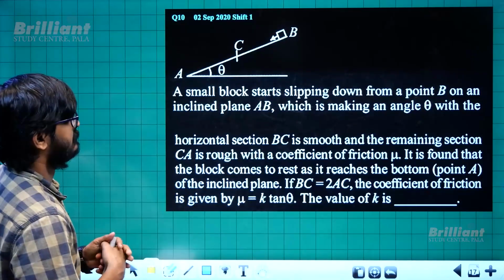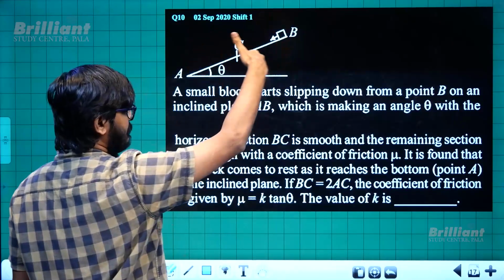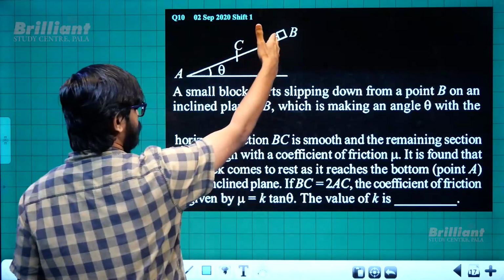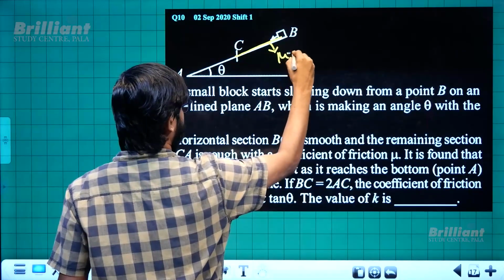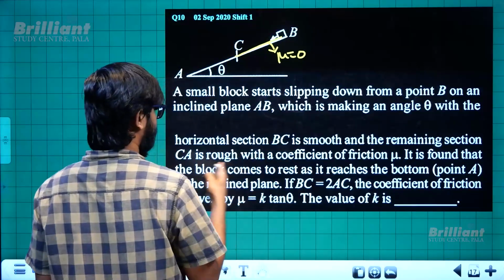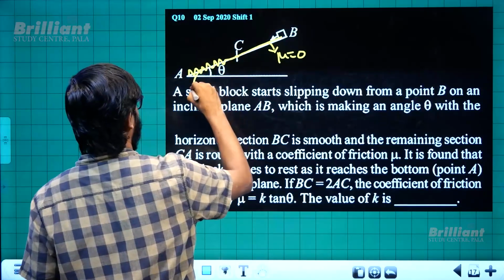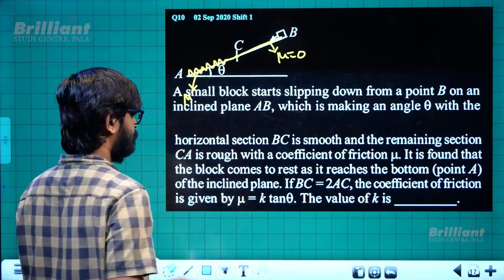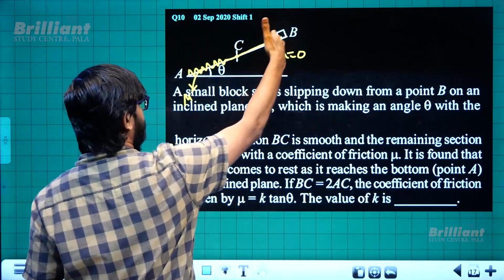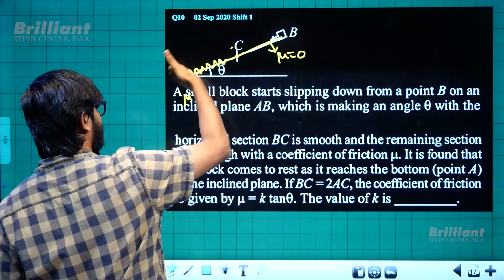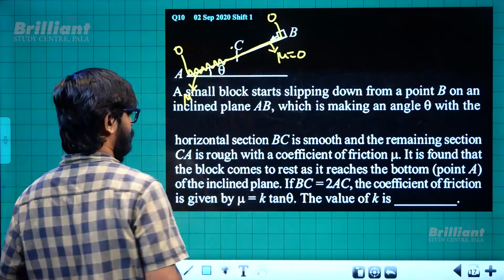A small block starts slipping down from point B on an inclined plane AB, which makes an angle theta with the horizontal. Section BC is smooth, and the remaining section is rough with a coefficient of friction mu. It is found that the block comes to rest as it reaches the bottom point. So from here to here it will accelerate, from here to here it will decelerate, and it will come to rest. So initial speed is 0 and final speed is also 0.